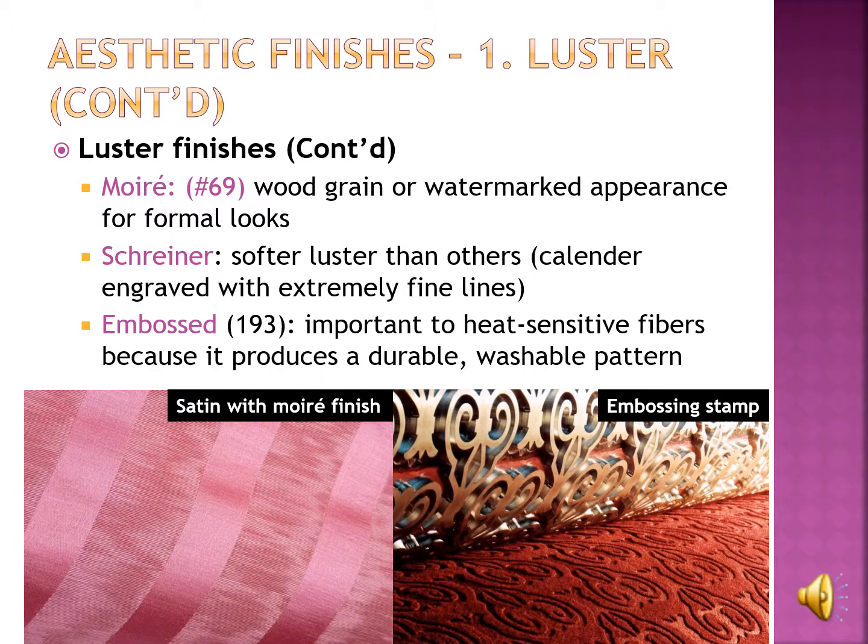The Schreiner finish produces a softer luster than all the others, and that's because the calender is engraved with extremely fine lines that you can basically only see under a microscope. And then the embossed finish is good for heat-sensitive fibers because it produces a durable, washable pattern. It's almost like stamping, so I put this picture here of an embossing stamp so you can get an idea of that type of finish.